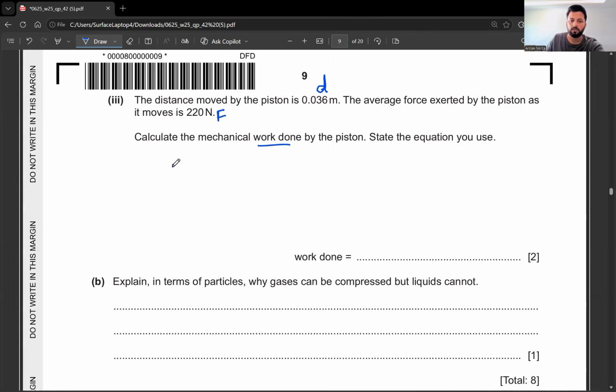So it's very simple. Work done is equal to force times distance in the direction of force. So force is 220 Newton times distance is 0.036 meters. So the answer will be 7.9. And what is the unit of work done? Energy, that is joule. So just write J. Okay.